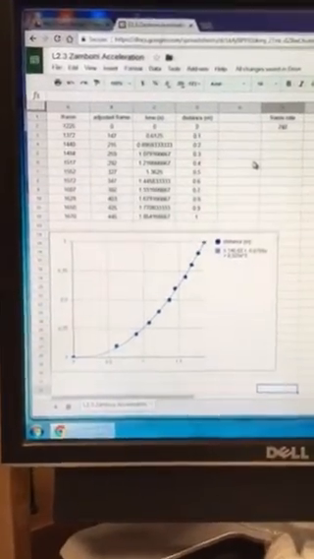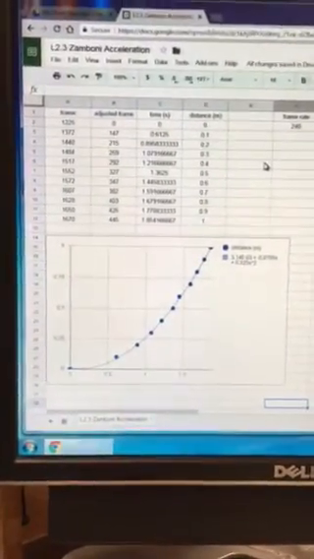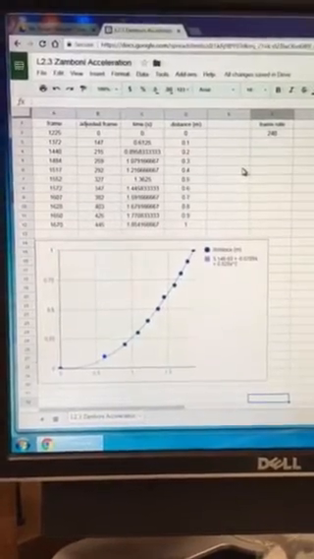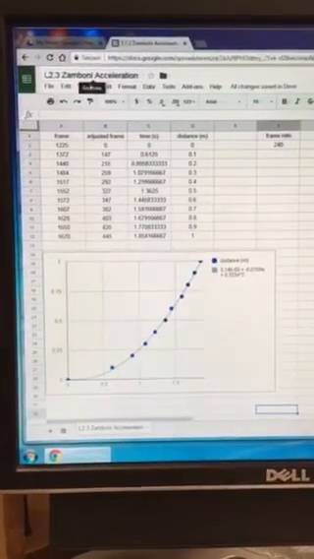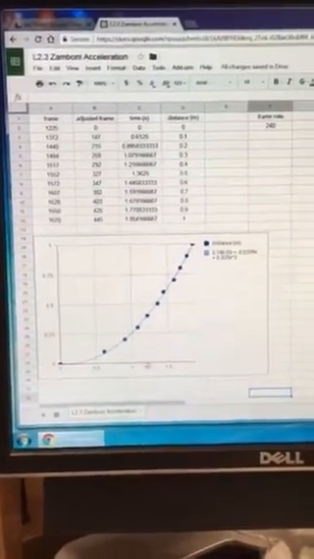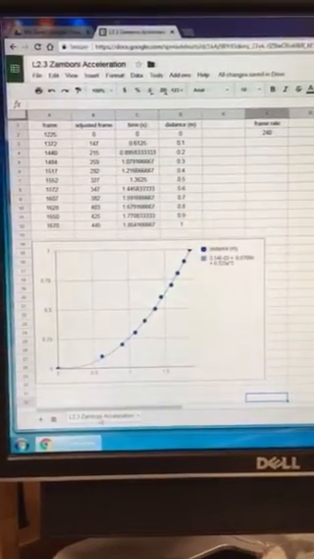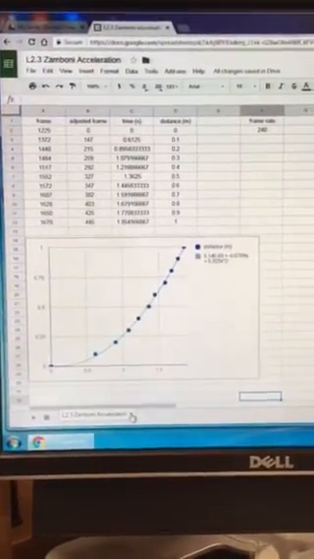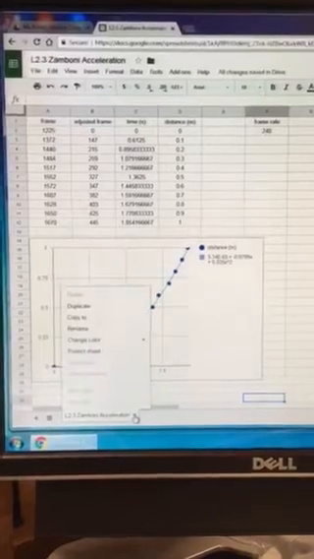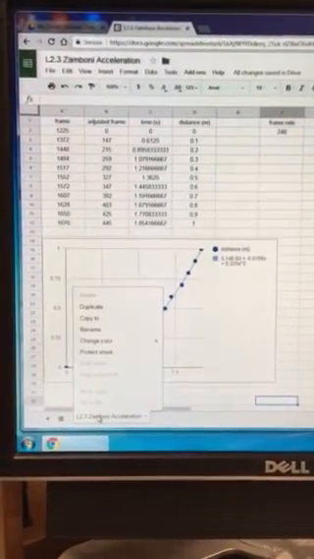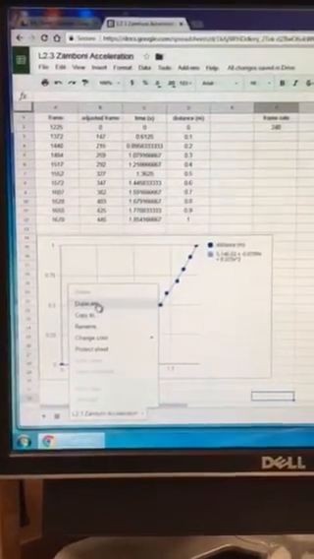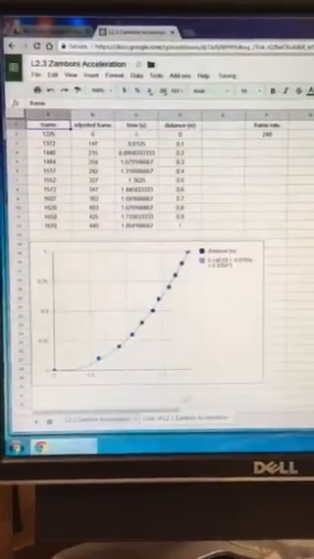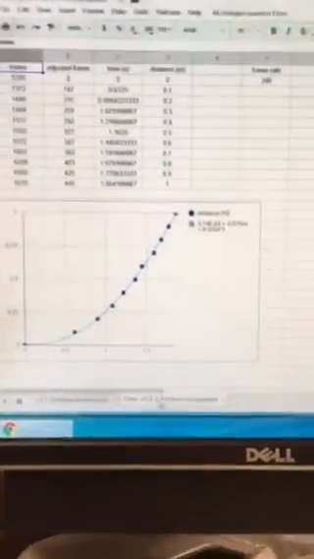Okay, so now you're ready to actually plot this. Here's the file you used at home, you printed. It's the Lab 2.3 Zamboni acceleration. And so what you can do very easily is actually down at the bottom, you can also do this on your phone. Click, there's a little arrow down at the bottom on that tab, and duplicate. And why would you want to duplicate this? Well, check out what you can do.